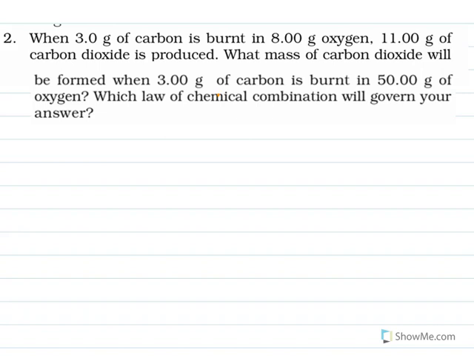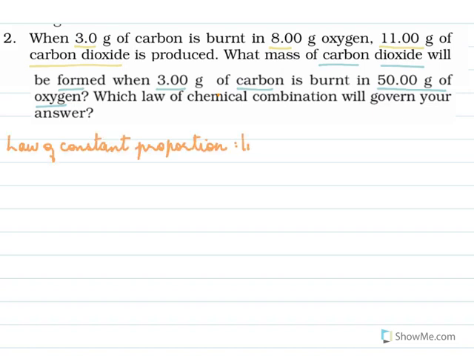When 3 grams of carbon are burnt with 8 grams of oxygen, 11 grams of carbon dioxide is formed. What mass of carbon dioxide will be formed when 3 grams of carbon is burnt with 50 grams of oxygen? Which law of chemical combination will govern your answer? Now the law that we use here is the law of chemical combination of constant proportion.